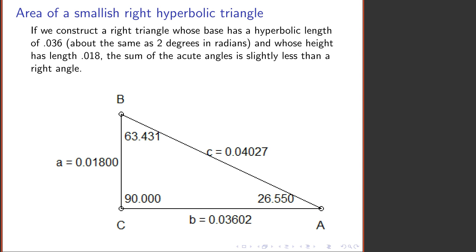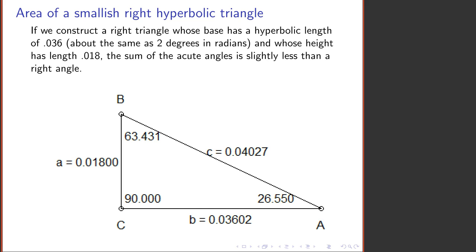Now let's finish up by doing a smallish right hyperbolic triangle. You can think of this as laid out on the base of a hyperboloid. And a hyperboloid is flat on the bottom, just the same way a sphere is pretty flat on the top. And I'm going to use the same hyperbolic lengths, 2 degrees expressed in radians. So for the base, a hyperbolic length of 0.036 radians. And for the height, half that, 0.018.